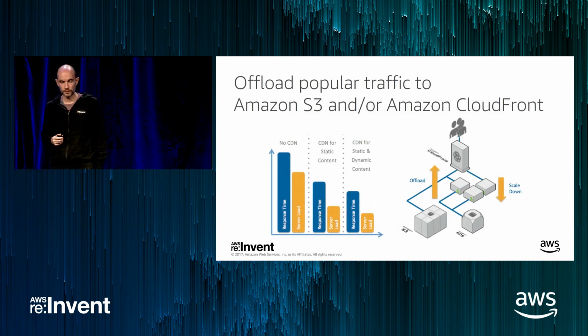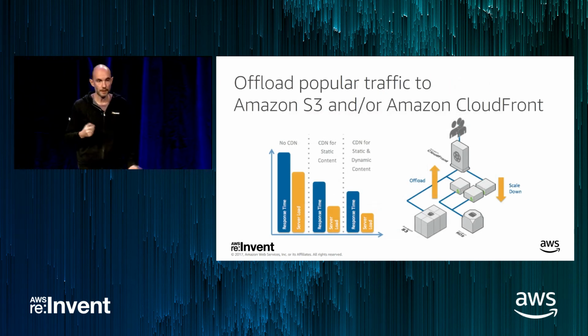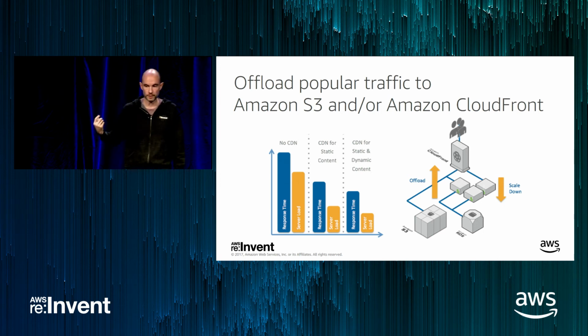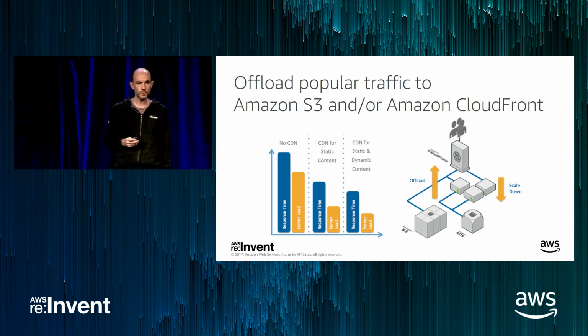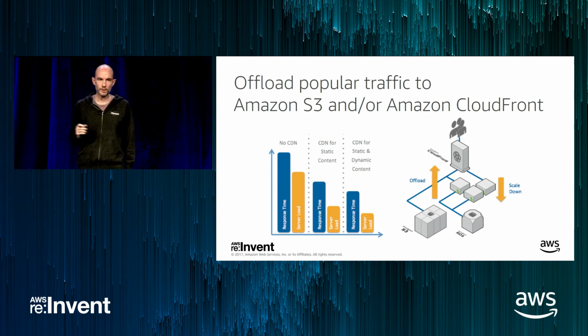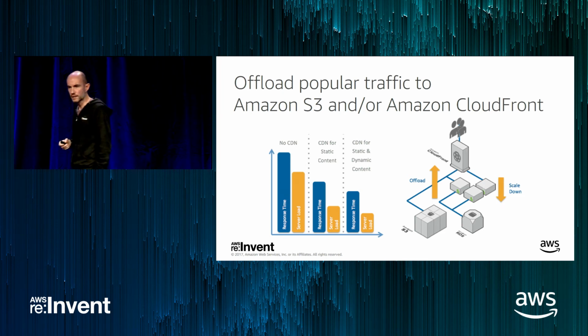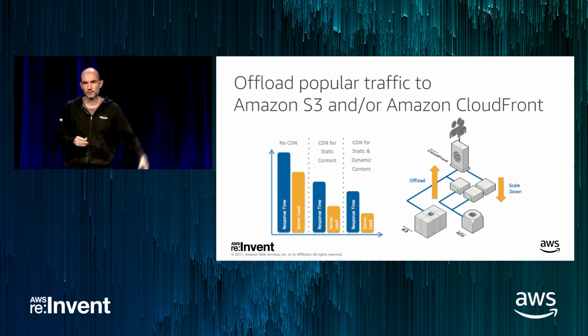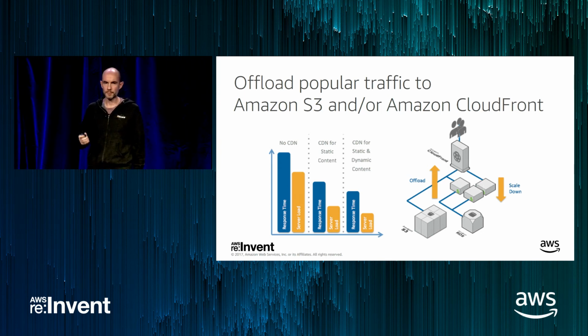Another way to save capacity and money, and another way to cache, is by offloading popular traffic on the web side, on the HTTP side, to Amazon S3 for static content and to Amazon CloudFront. And even if you think that your content cannot be cached, there is so much value in just caching something for just a single second. And the line between super dynamic content which changes all the time, and something that can be cached, is kind of blurry.